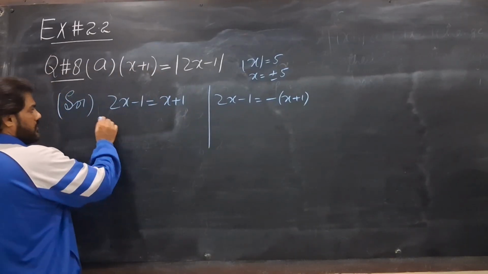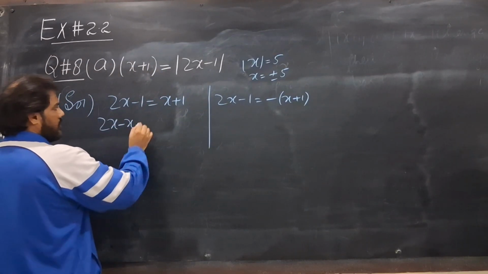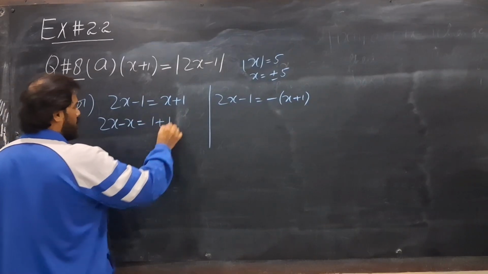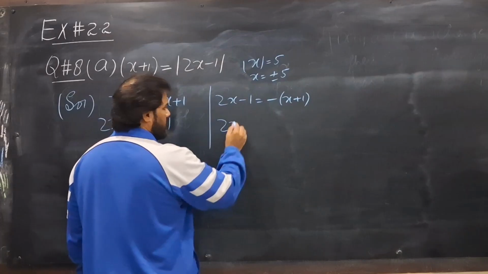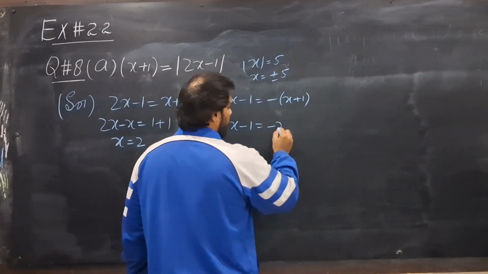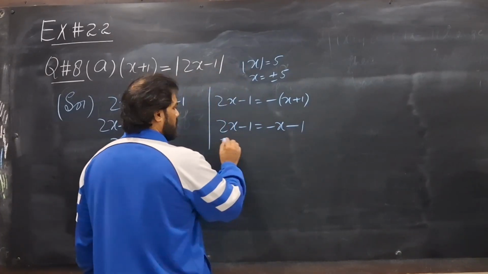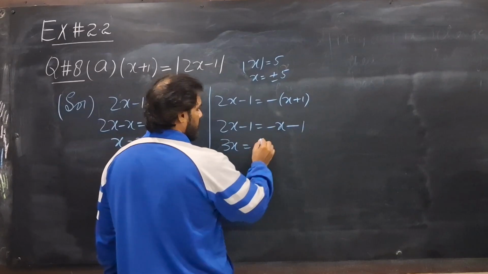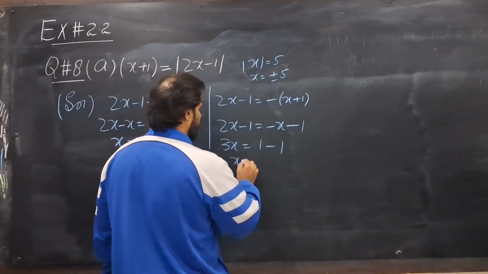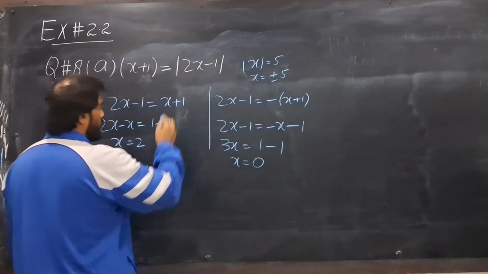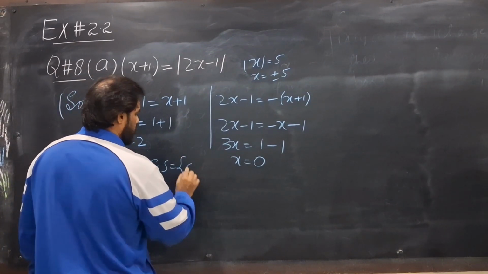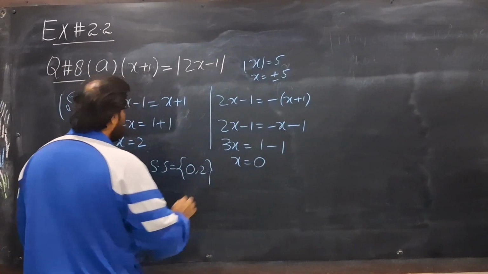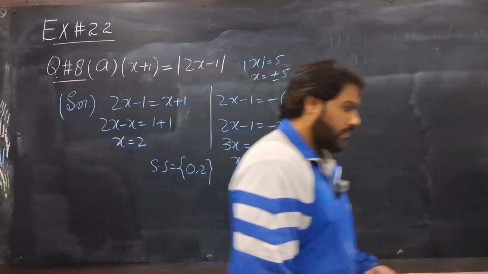From here, this gives 2x minus x is equal to 1 plus 1. This is x is equal to 2. And from here, 2x minus 1 is equal to minus x minus 1. This gives 3x equal to 1 minus 1, so x is equal to 0. So the solution of this equation is simple: two numbers, 0 and 2. B part.